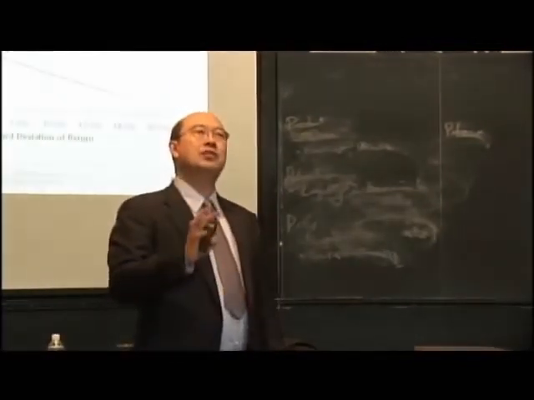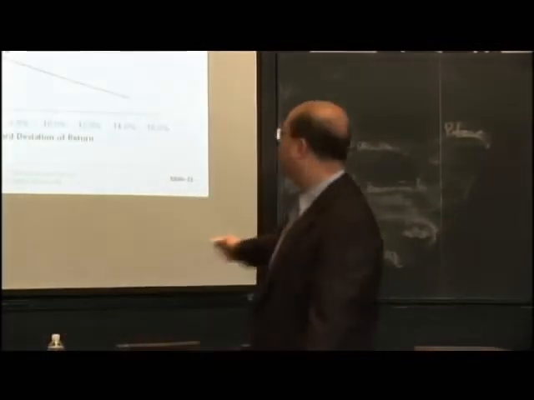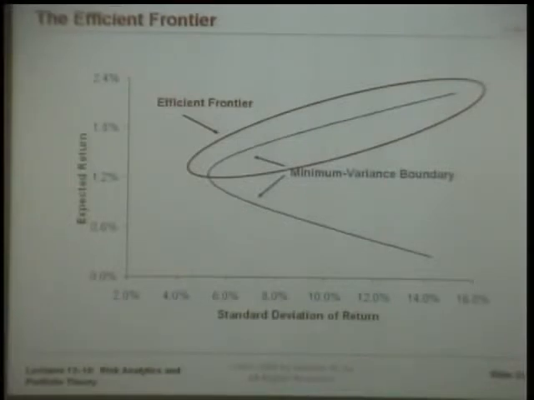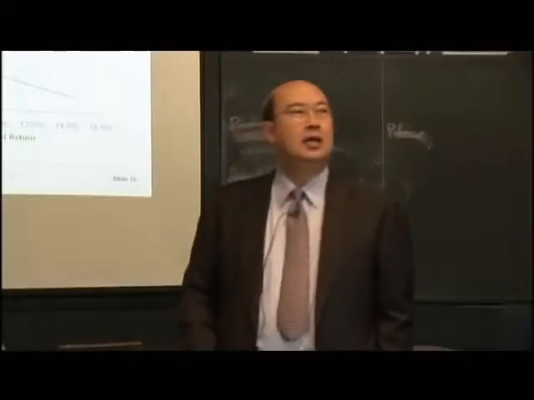So if you've got those kind of preferences, then you want to be in the northeast. You want to be as northwest as possible. And you would never want to be down in this lower branch when you can be in the upper branch, because you'd have a higher expected return for the same level of risk, right?